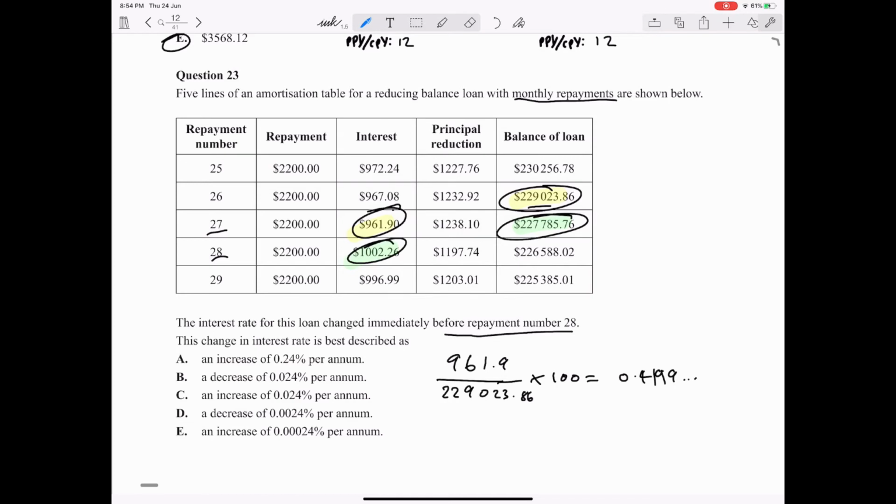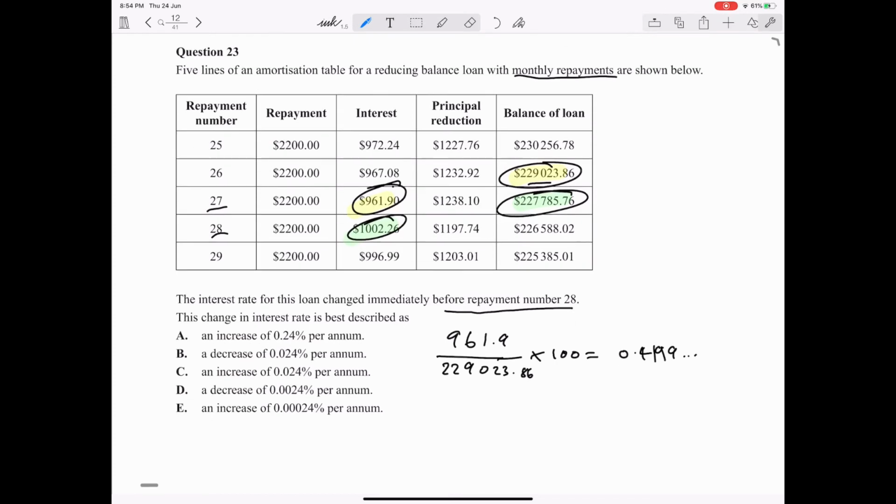0.41419. And now we want to calculate the interest rate for repayment number 28, which is $1,002.26 on $227,785.76. So if you do that, that will also give you the monthly interest rate for repayment number 28. If you do that on your calculator, you get 0.44.